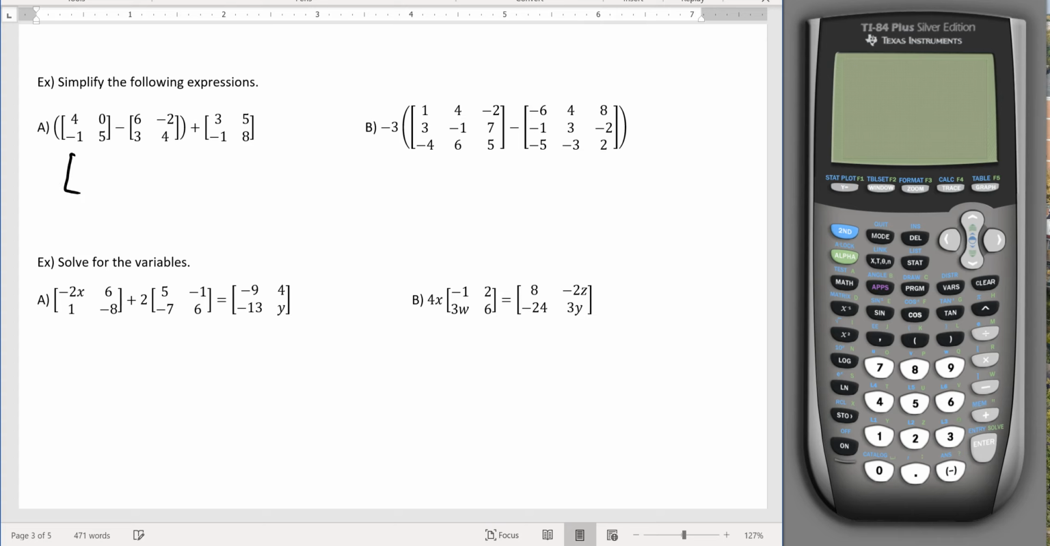So 4 minus 6 is negative 2. 0 minus negative 2 would become positive 2. Negative 1 minus 3 is negative 4. 5 minus 4 is 1. So that's what I get from the subtraction here.